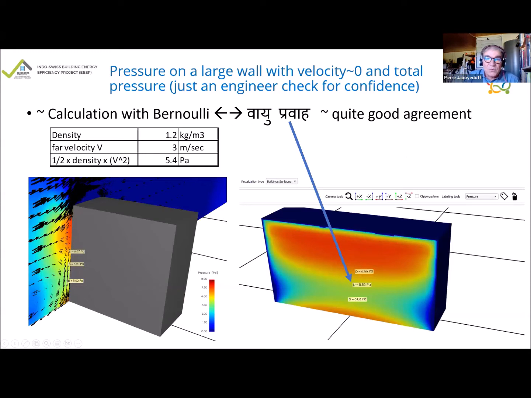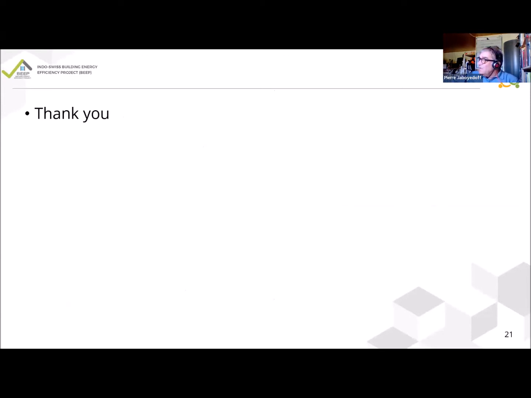Then here also, to show you that we have, I like to do what we call an engineer check to get confidence. So if we come back to the Bernoulli equation, saying that you have air reaching a big wall, here it is 20 by 40 meters, and then you are seeing how the wind is going to reach at the stagnation point. You see that where we have more or less the stagnation point, we are somewhere at 5 to 6 Pascal of pressure. That means the pressure which is generated by the velocity of the stream, of the wind. And if we calculate with the same far velocity of 3 meters per second, we are getting very similar results to what you can calculate just with the Bernoulli equation, with OpenFOAM. And so this is the first part.